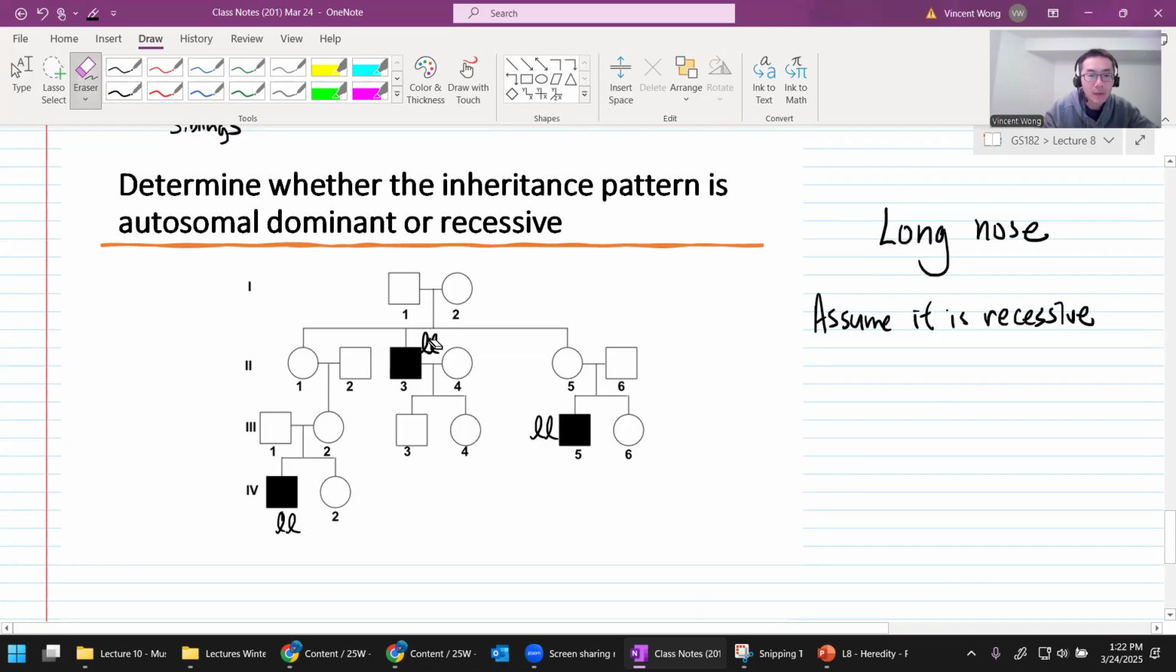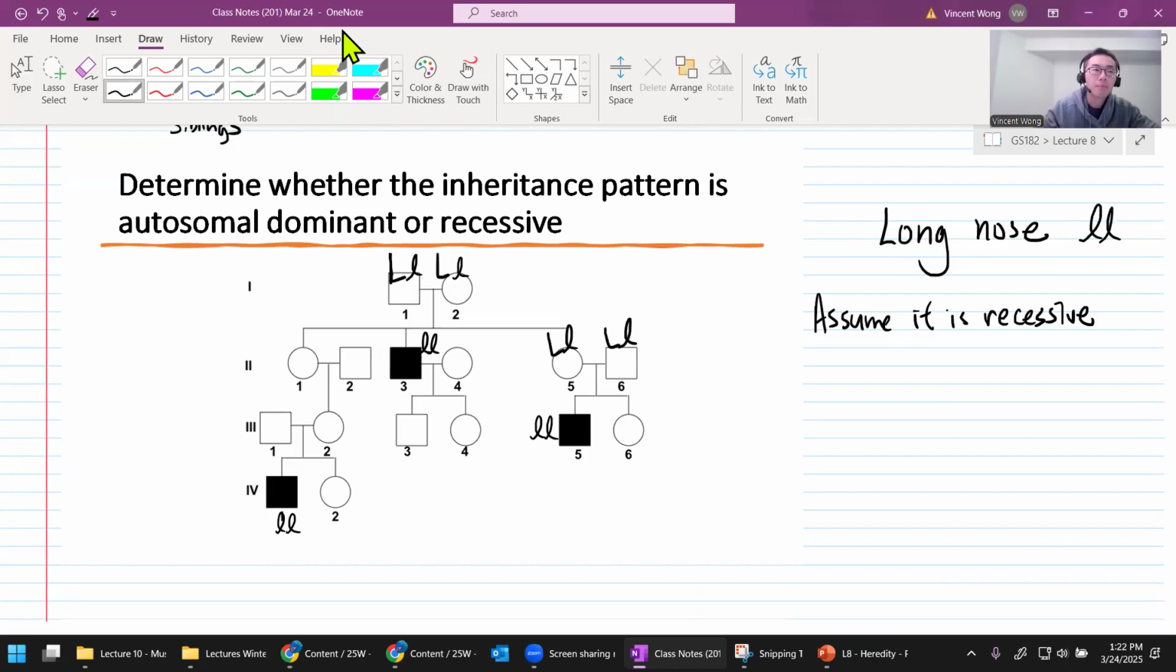So where does the little l come from? Well, the little l has to come from one from each parent, right? One from each parent. And since the parents don't have it, they must be big L like that. So that seems like a reasonable explanation, right? Same thing here. Big L, small l, big L, small l. So long nose is little l, little l. That's the right answer.